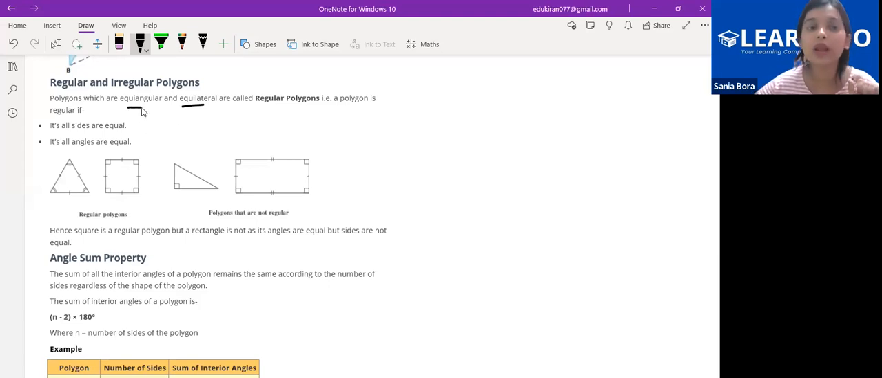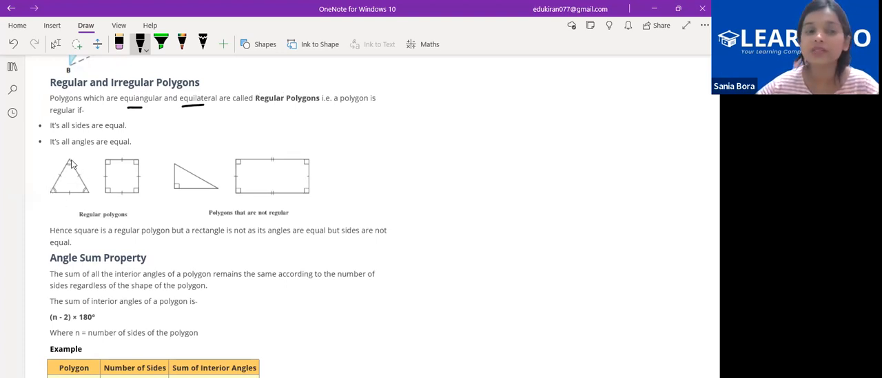Okay. And when all angles are equal, then it is known as equiangular. Clear? Once again, polygons which are equiangular means they have equal angles, or they are equilateral, which means all the sides are equal. They are known as regular polygons.